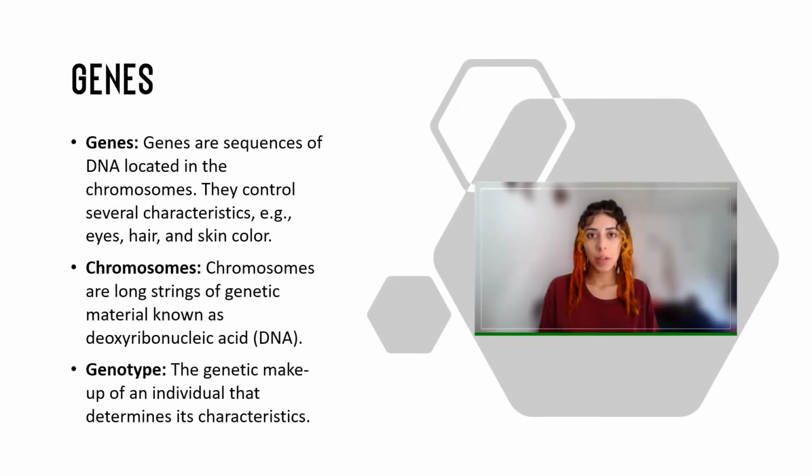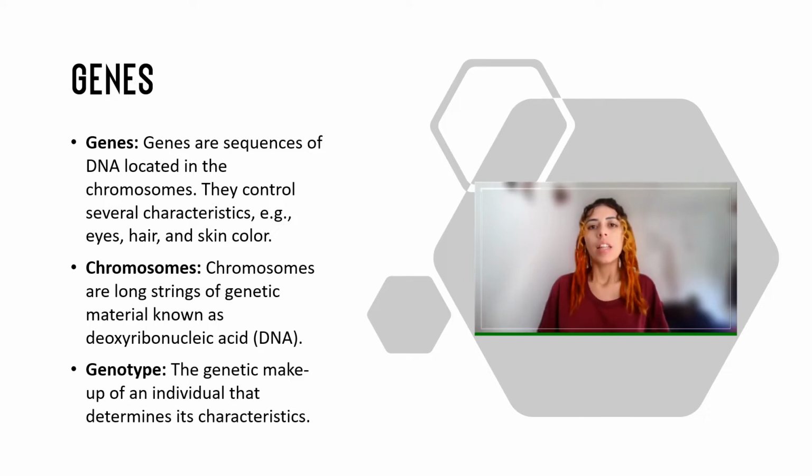So we're going to start this presentation with the basics of biology. Here we're going to learn three important terms: genes, chromosomes, and genotype. Genes are sequences of DNA, and these sequences are located in the chromosomes that are located in the nucleus of a cell. They control several characteristics in the human being and in all beings. Basically, they control things like hair color, eye color, skin color, etc.